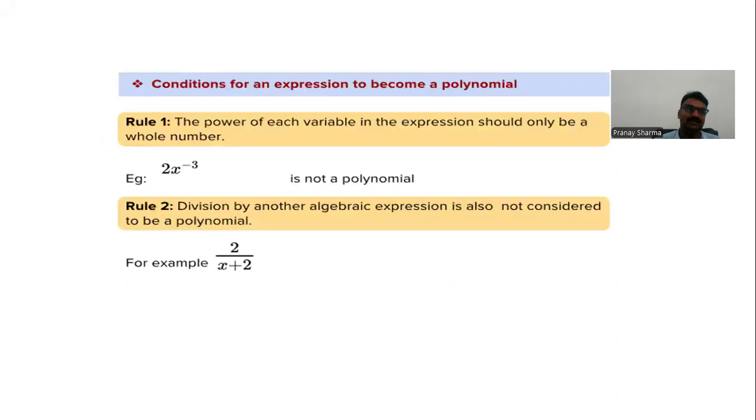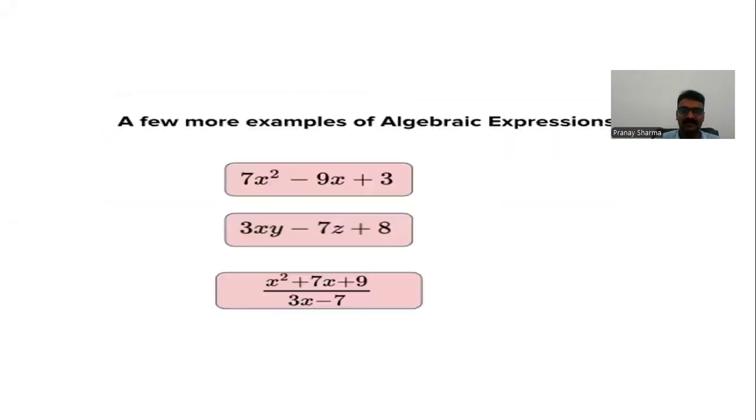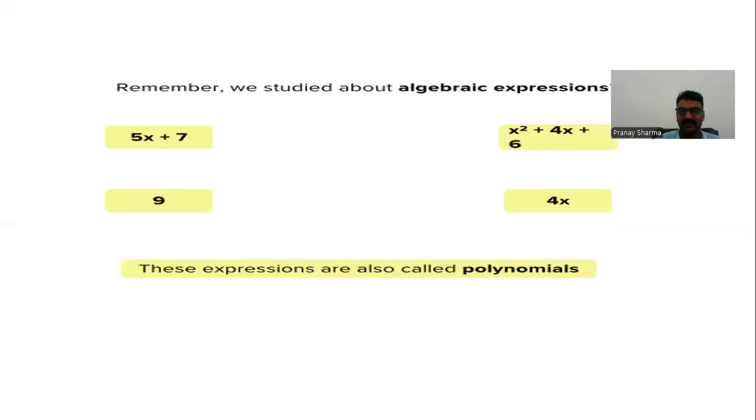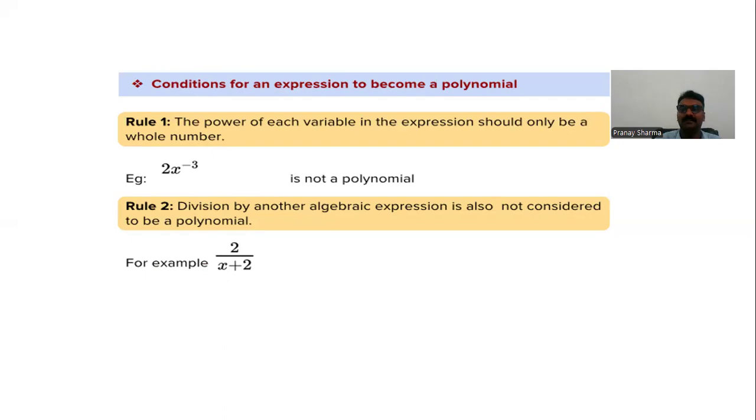So in algebraic expressions, we have seen that yes, division is allowed, as you can see, right? The third one, division is allowed. Fine. But in order to have an algebraic expression as a qualified polynomial, we need to follow two rules. Now, please note down these rules. The power of each variable in the expression should only be a whole number. That means if something is given to you as 2x to the power minus 3, then that is not going to be a polynomial because this violates rule number 1.